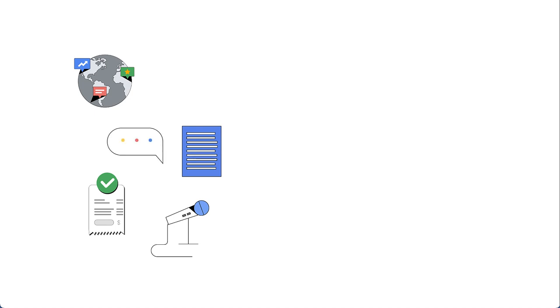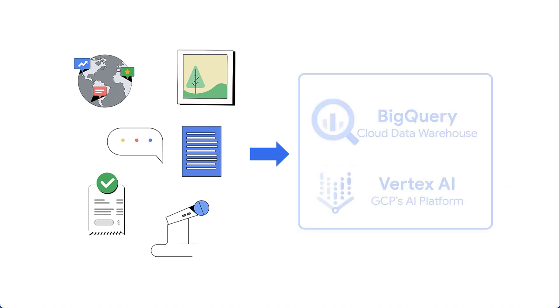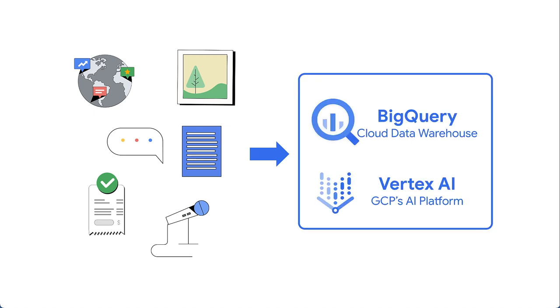Analyzing your unstructured data, such as images and freeform text, has long had to take place outside of your data warehouse and requiring complex machine learning expertise in order to draw out insights. However, BigQuery and Vertex AI are changing that.